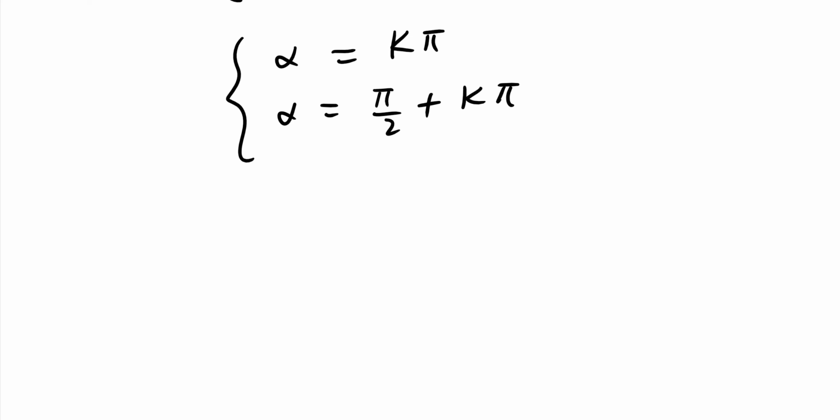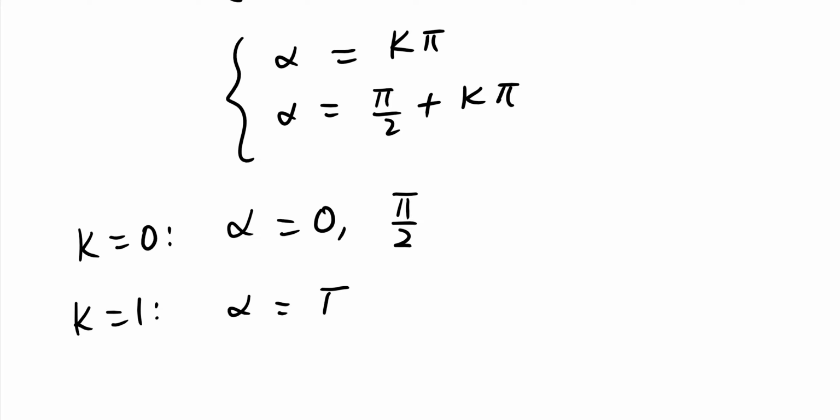Now because there's a restriction on alpha, we must select values for k. So when k is 0, we get alpha is 0 in the first one and pi over 2 in the second one. When k is 1, what do we get? We get alpha equals pi, and in the second one we get pi over 2 plus pi, which is 3 pi over 2. So far we have 4 values. If I take k equals 2, that would give me 2 pi for the first one, which we don't need, and 2 pi plus something for the second one, which exceeds 2 pi. So we have 4 values.